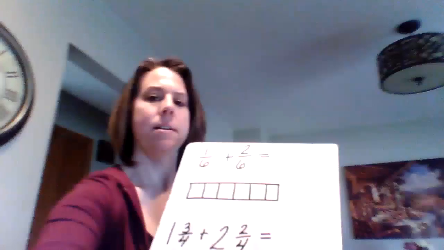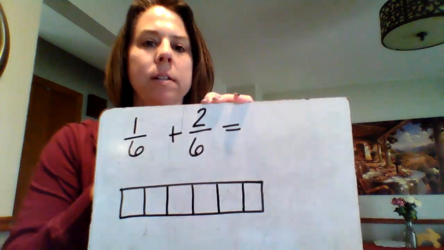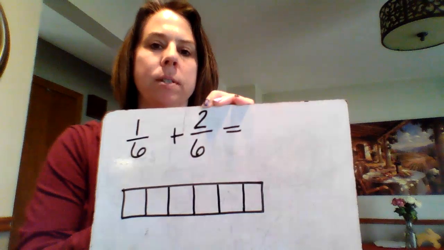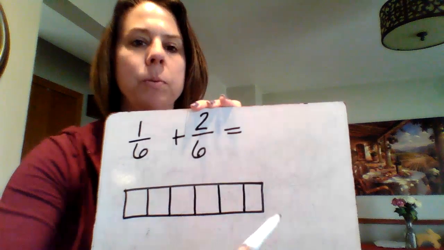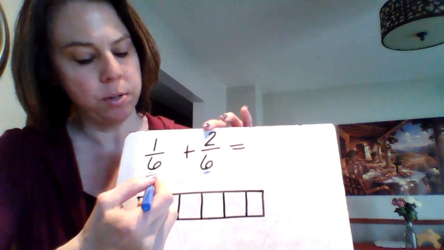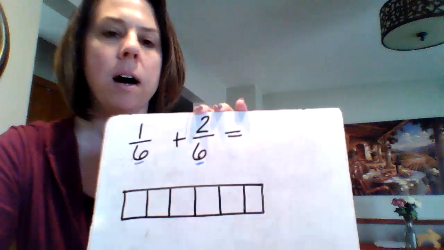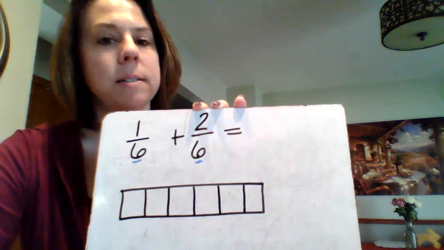Hello. Today we're going to talk about adding fractions. So our first example here is 1/6 plus 2/6. In fourth grade, you will find that our denominators, which are the numbers on the bottom of the fraction, are going to be the same. So we're going to be dealing with like denominators.